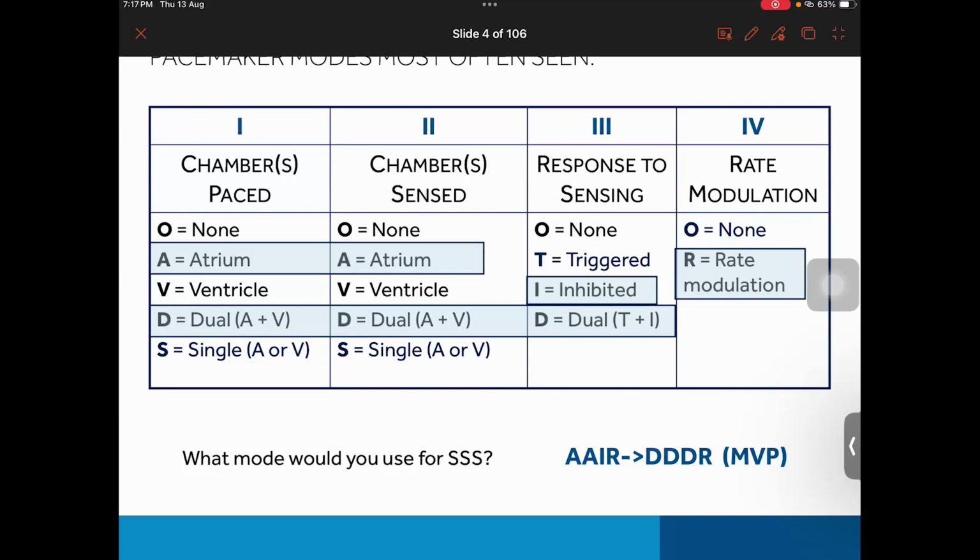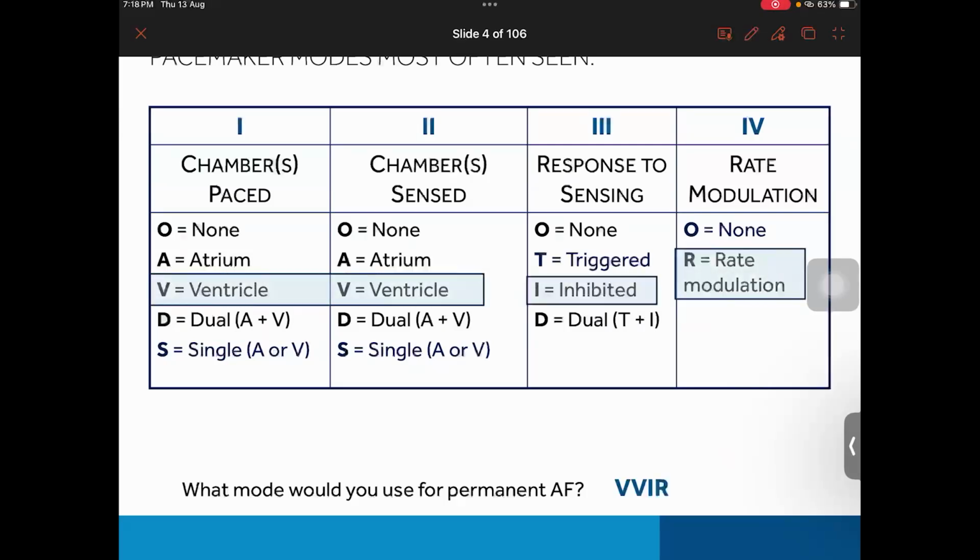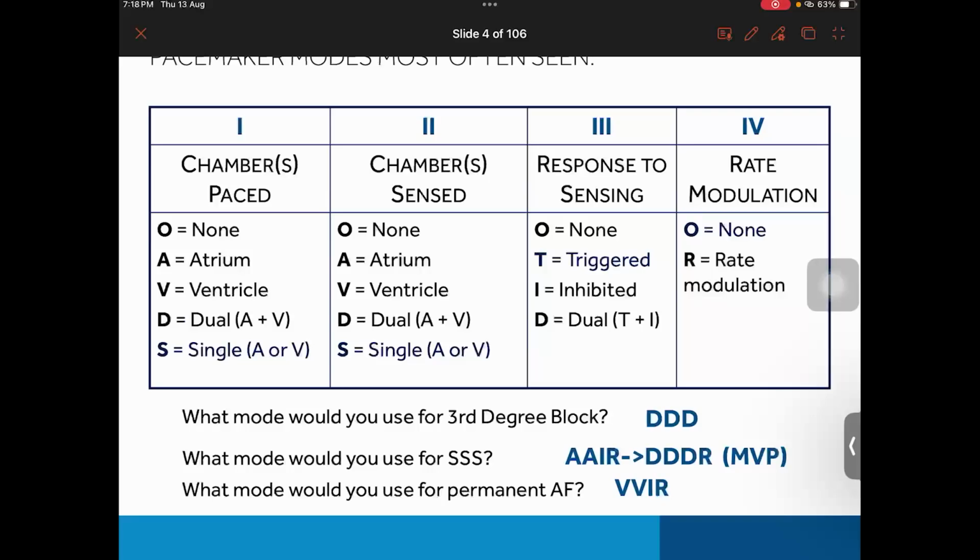And other companies also have a lot of algorithms that change between AAI mode and DDD mode, to increase the intrinsic activity of the heart and also to minimize right ventricular pacing. What mode will you use for permanent AF? VVIR. Okay, very good.